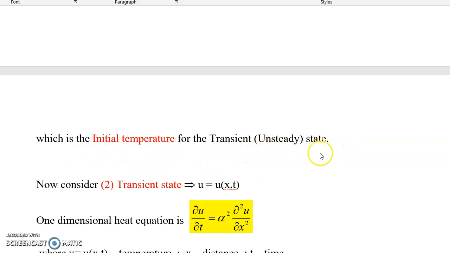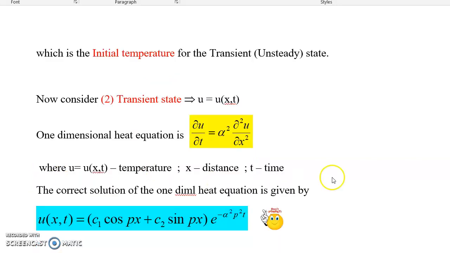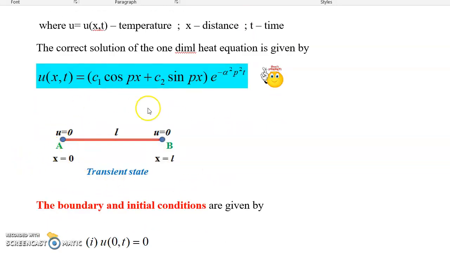Unsteady means transient state. Okay, now let us go to the transient state where the temperature will be a function of both x and t. So now we have to start as a new problem. First we have to write the one-dimensional heat equation, which is given by this, where U is the temperature, x is the distance and t is the time. Next we need to write the correct solution. This is the correct solution we saw in the theory portion, and consider this is the transient state.